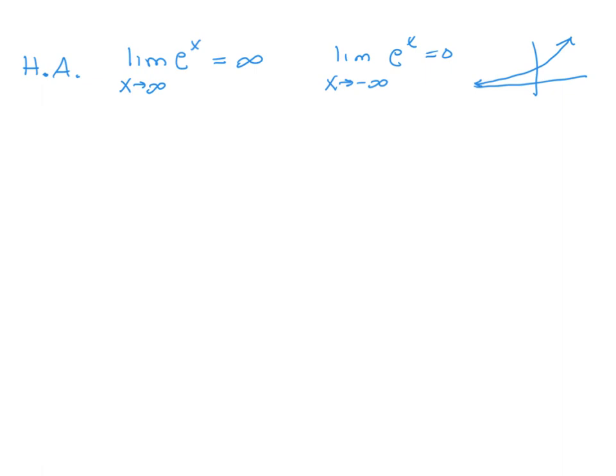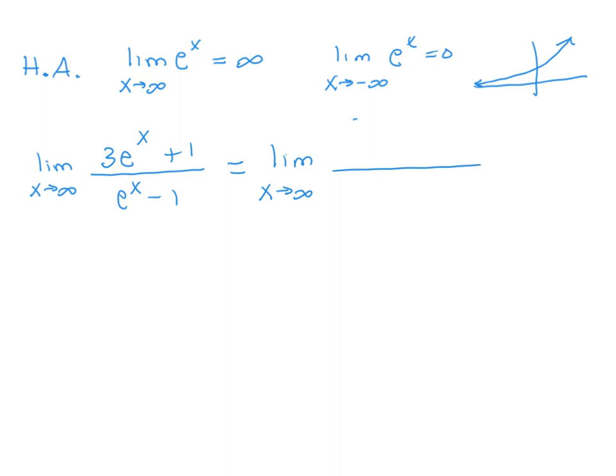So if we look at the function g of x itself, we'll first look at the limit as x goes to positive infinity. The function g of x was 3e to the x plus 1 divided by e to the x minus 1. Since we're going to infinity, I'm going to do the same trick that we did in the last example, where I'm going to divide everything by e to the x. So that is 3e to the x divided by e to the x, plus 1 over e to the x, divided by e to the x over e to the x, minus 1 over e to the x.